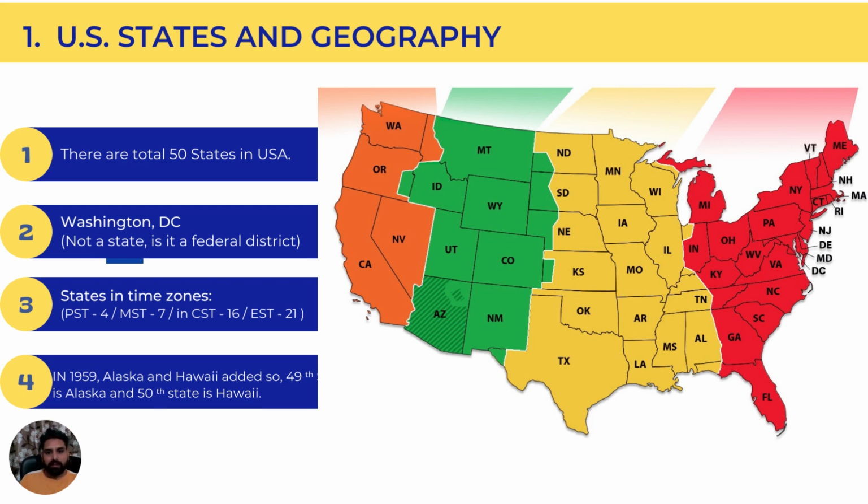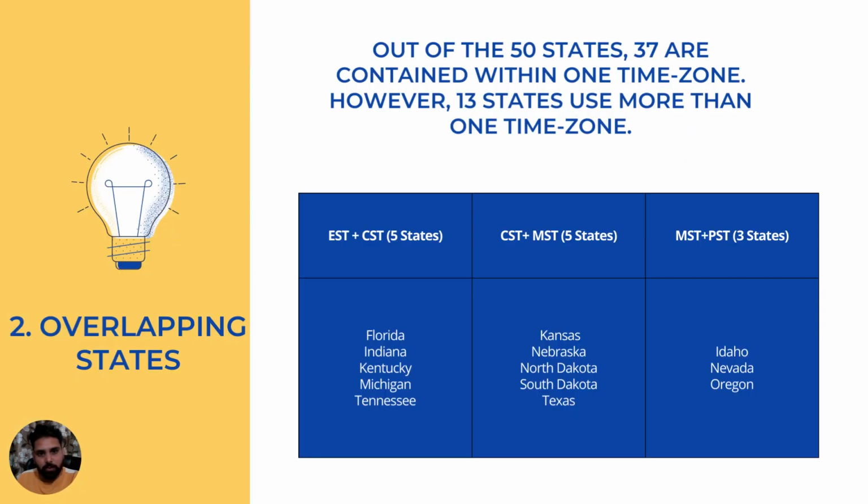Now, there are some states that are overlapping. If you look at that particular map, you will see the state of Indiana, where you see the yellow part and the red part. You will see Indiana, Tennessee, or Kentucky, where some of the part comes into the Central and some of the part comes into the Eastern. These kinds of states are known as overlapping states. There are a total of 13 overlapping states in the USA.